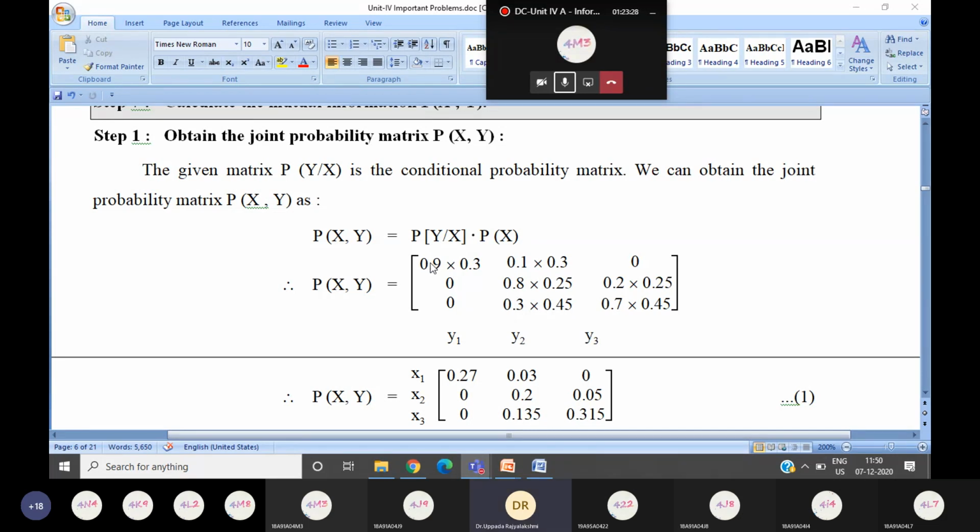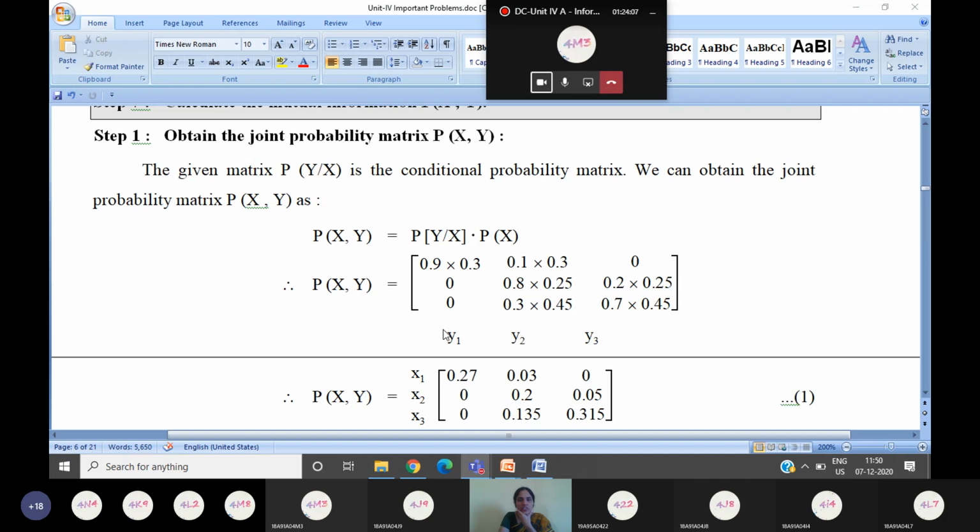So please multiply the first row of P of y by x with 0.3, because the first row of P of x is 0.3. This has to be looked at carefully. What is P of y by x? Directly we took the matrix. And P of x is a matrix of size 3 by 1, that is 3 rows and only 1 column. In the 3 rows, the first row element of P of x is multiplied by the first row of P of y by x.